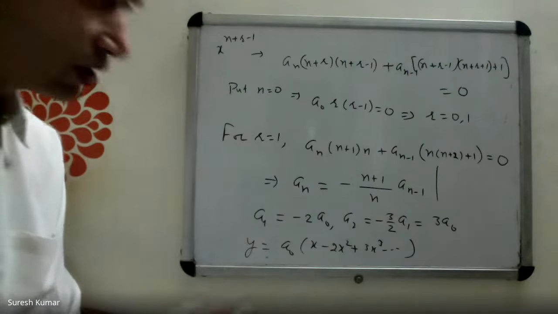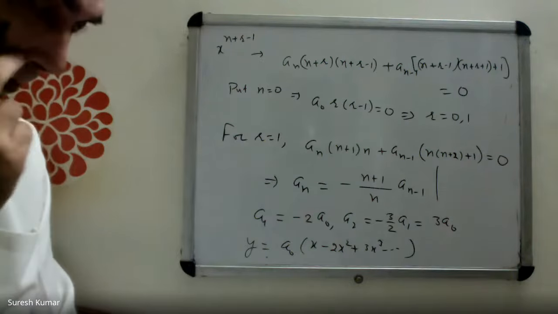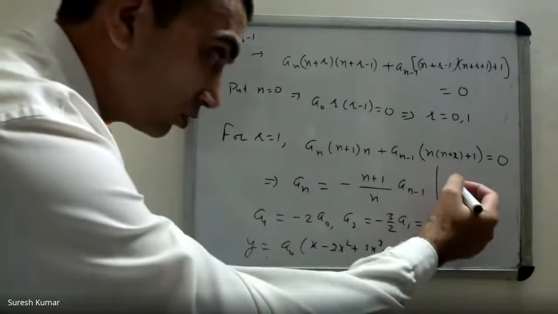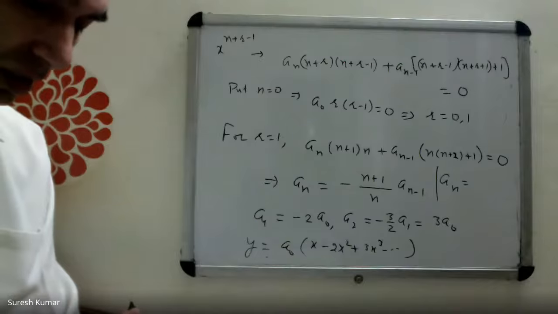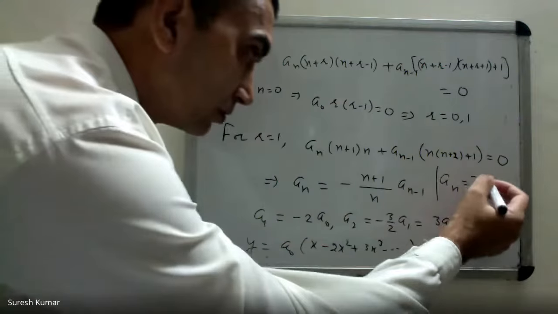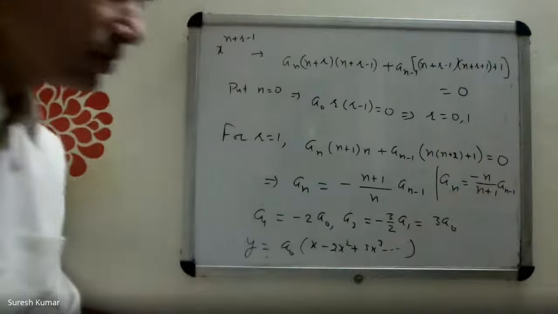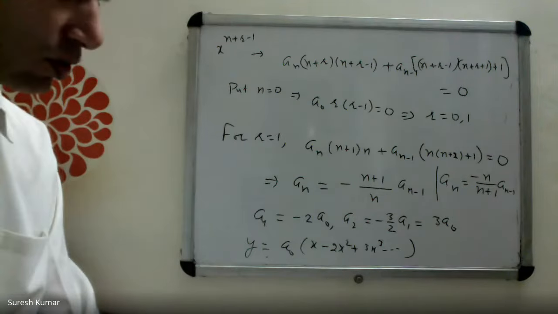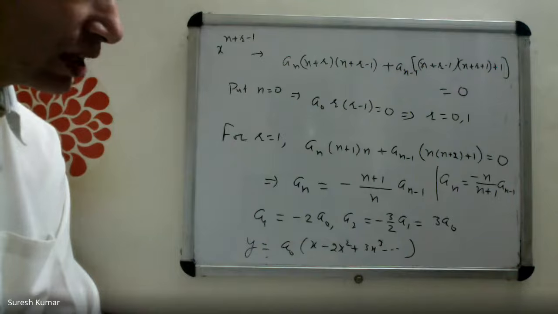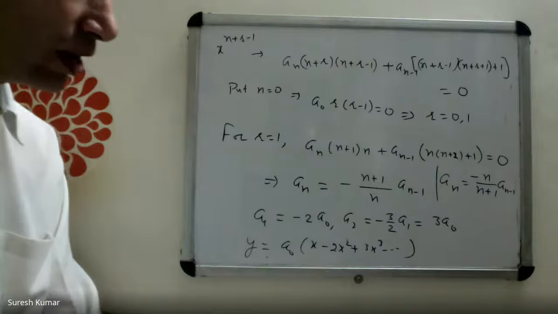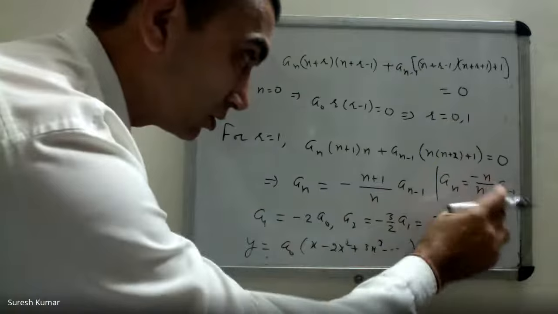Now, what about the other root? Whether we get a solution or not, we need to check it. So corresponding to r equal to 0, let me write the recursion. It is minus n over n plus 1, a n minus 1. You can check it yourself. Corresponding to r equal to 0, the recursion is a n equal to minus n over n plus 1 a n minus 1. Not n plus 1, it's n minus 1.